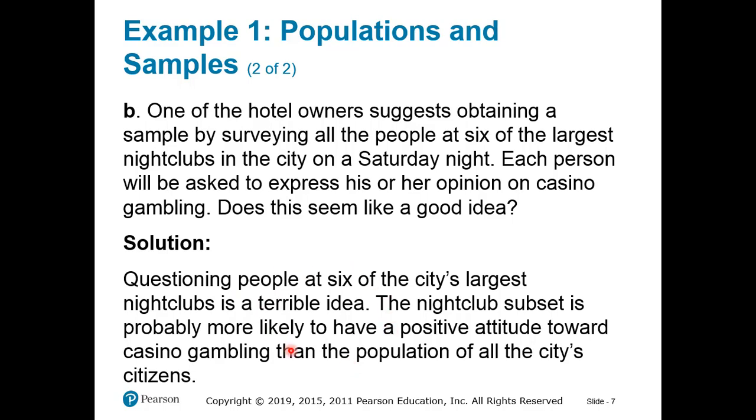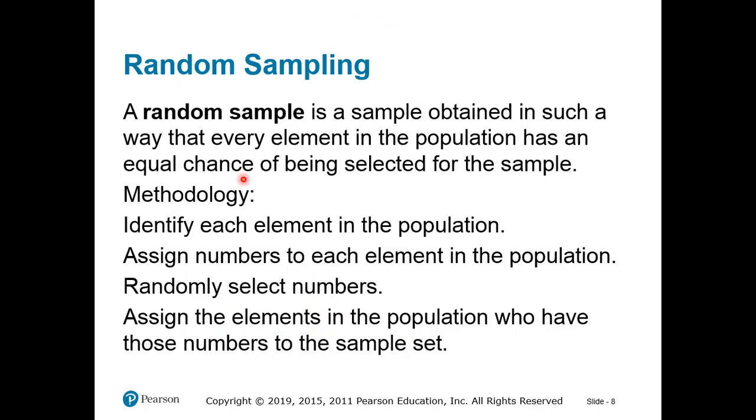So how do we get a representative sample? Well, we want a random sample. If we have a random sample, then chances are very high that we are going to get a sample that is representative. In fact, one of the ways to guarantee a representative sample is to use a random sampling method. A random sample is a sample obtained in such a way that every element in the population has an equal chance, there's that keyword, equal chance of being selected for the sample.